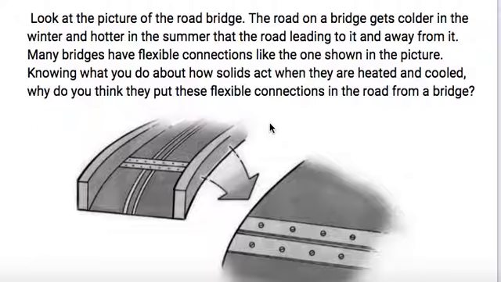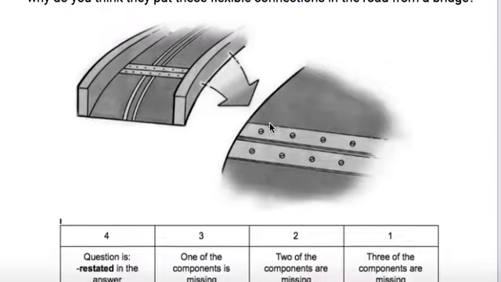The last question is your essay response question. The rubric is provided below. Look at the picture of the road bridge. The road on a bridge gets colder in the winter and hotter in the summer than the road leading to it and away from it. Many bridges have flexible connections like the one shown in the picture. Knowing what you do about how solids act when they are heated and cooled, why do you think they put these flexible connections in the road to form a bridge?